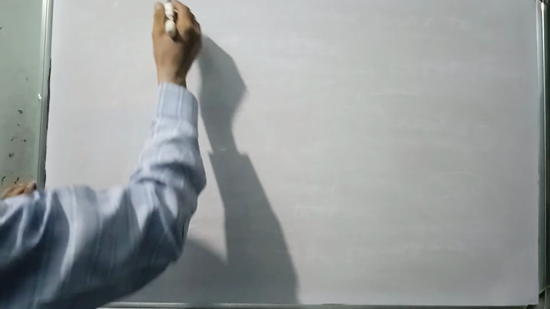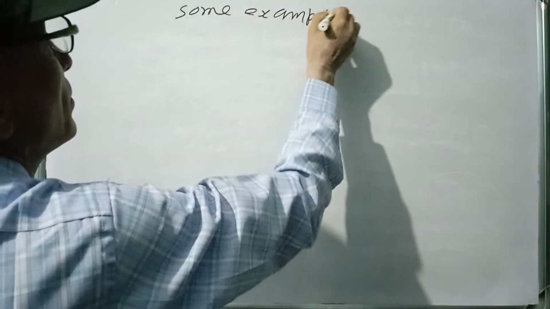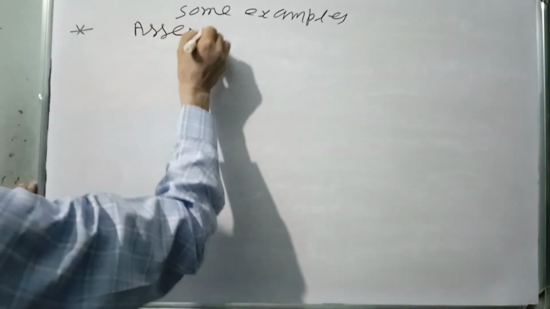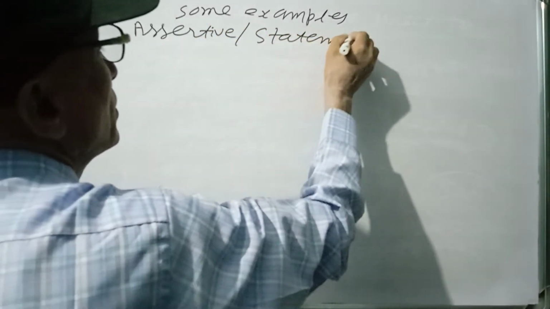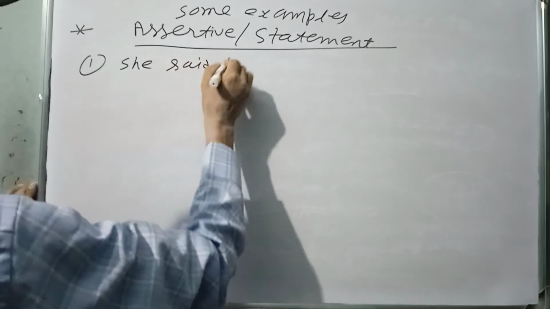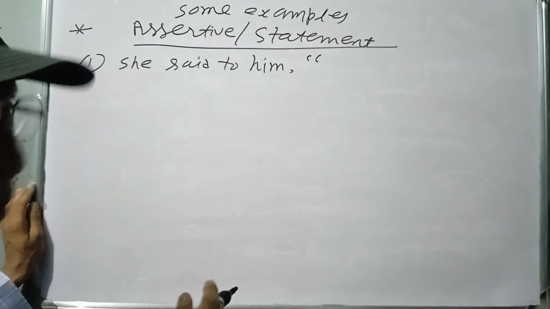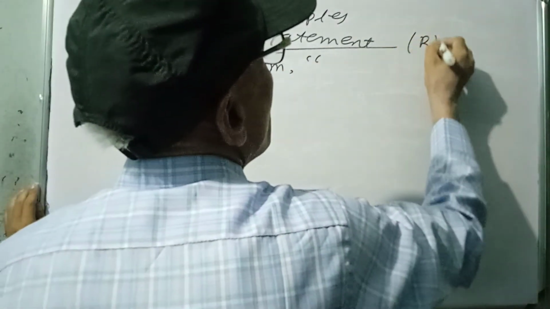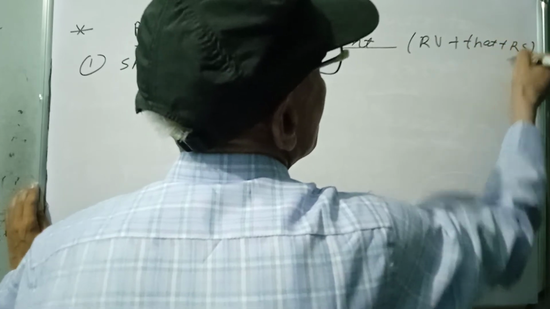Let me do some examples of, number one, assertive or statement sentences. One example: she said to him. Only for assertive, you have to use "that" as the reporting verb in reported speech.